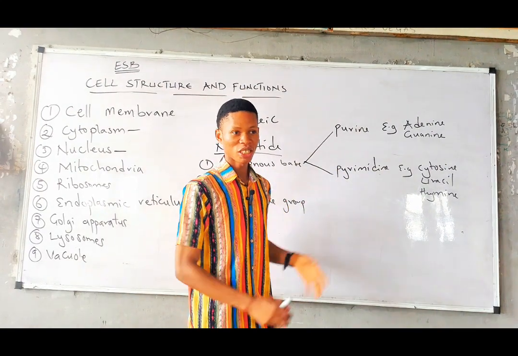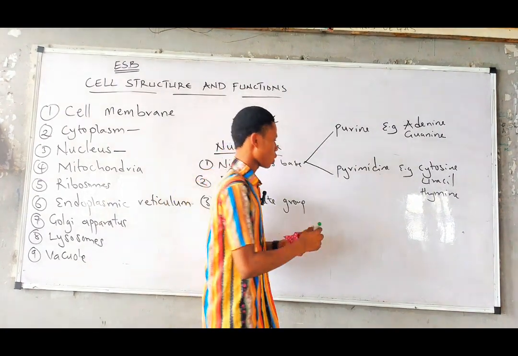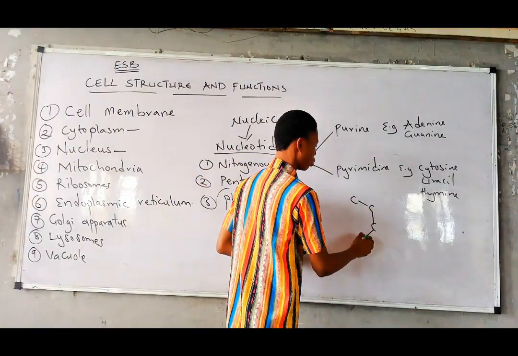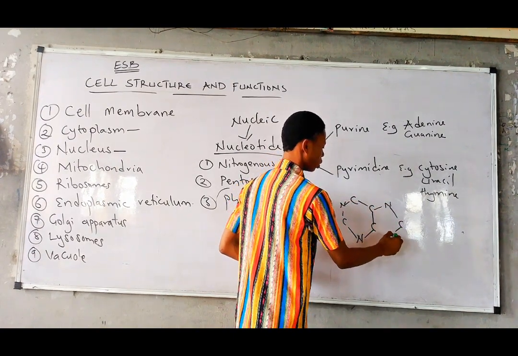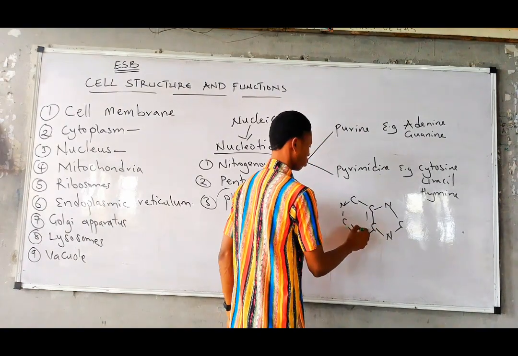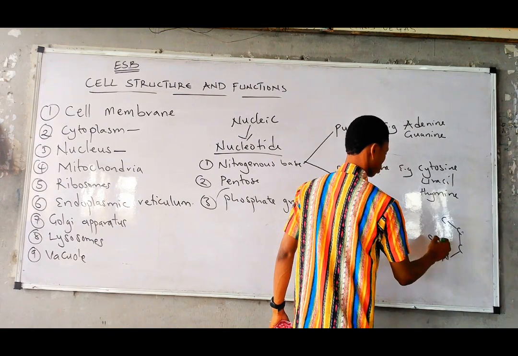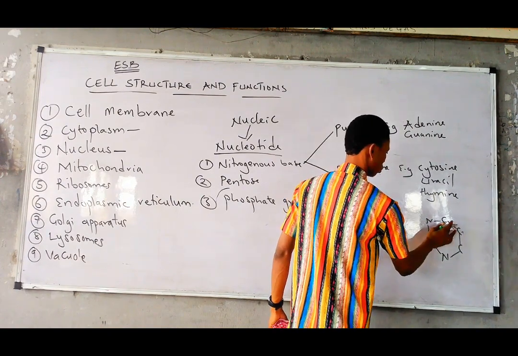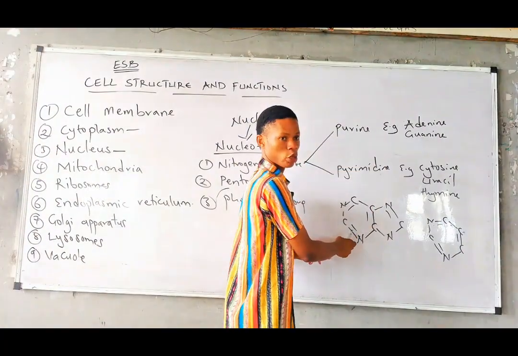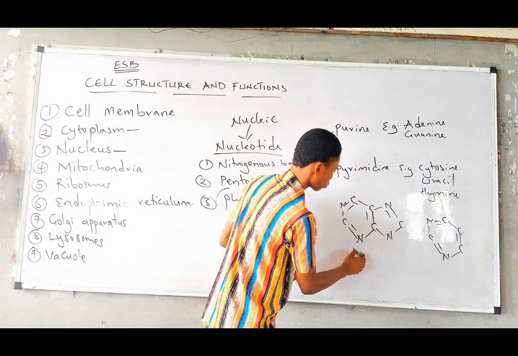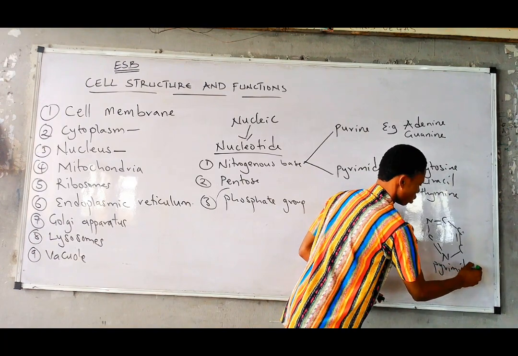Purine and pyrimidine. Purines are fused rings, two rings fused together. For example, this is how the structure of a purine looks. You need not know how to draw it for now. This is your purine, fused ring. And this is your pyrimidine. Just one ring.